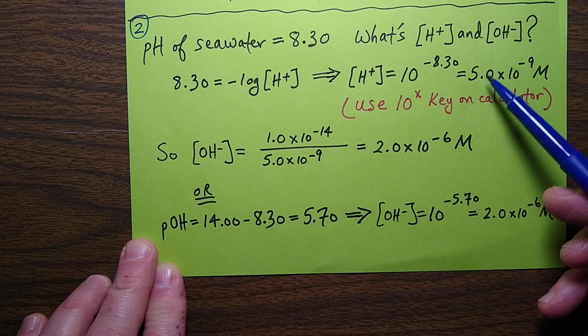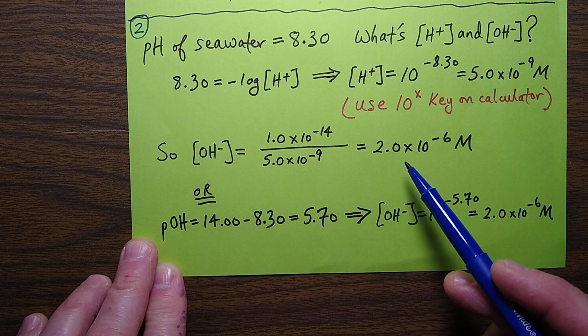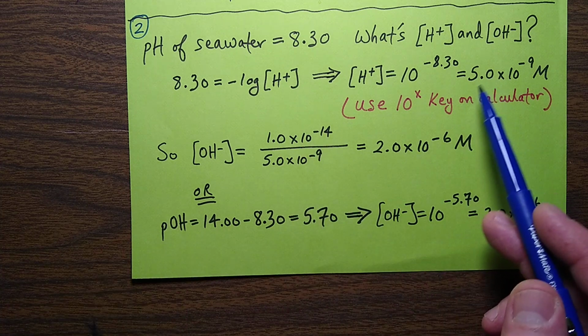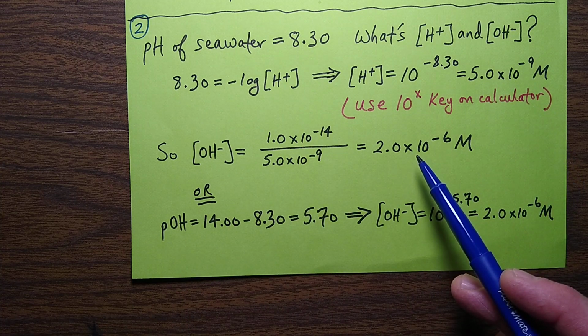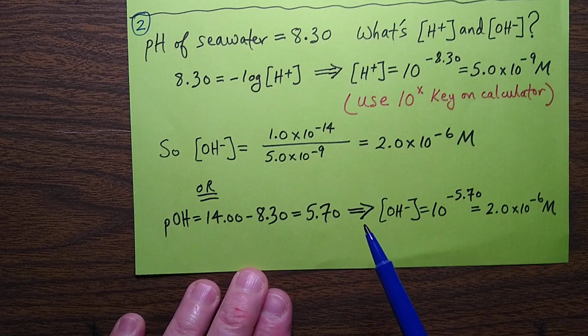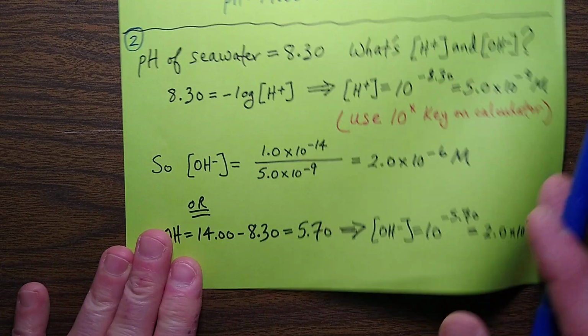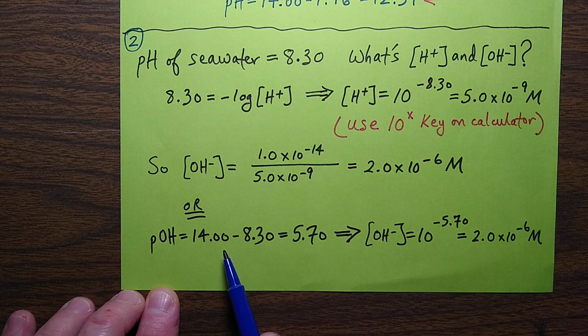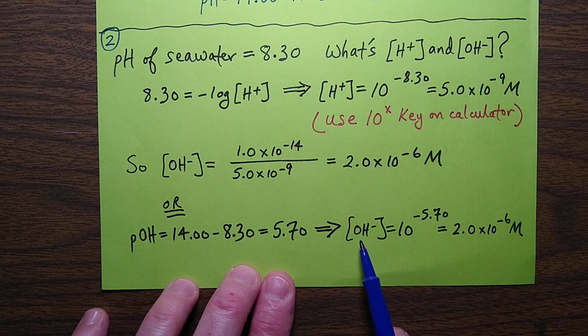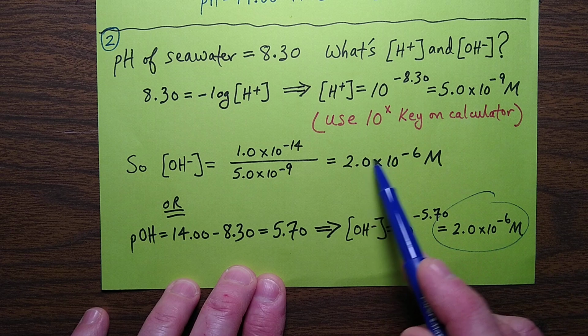Notice you can always check your work. The concentration of protons times the concentration of hydroxides must give you this number. And they do. 5 times 10 to the negative 9th times 2 times 10 to the negative 6th is 1 times 10 to the negative 14th. So you did it right. The other way to do this problem would be to take the original pH of the solution and subtract it from 14 to give you 5.70, but that's what the pOH is equal to. Therefore, the hydroxide ion concentration is just 10 to the opposite of that power, 10 to the negative 5.7, which does give you exactly the same answer.